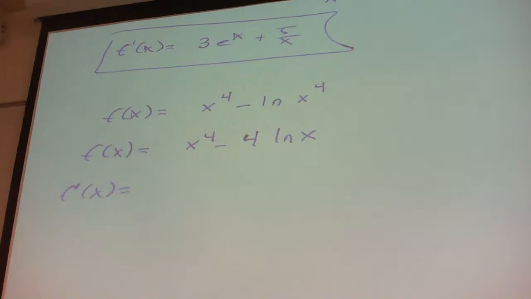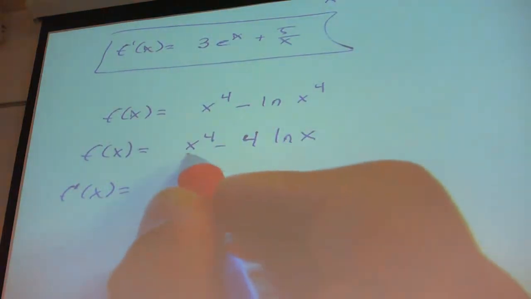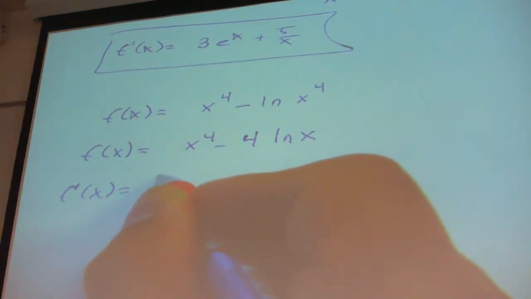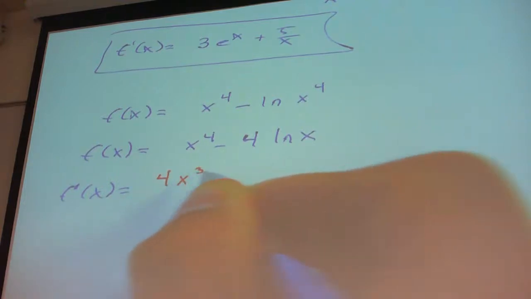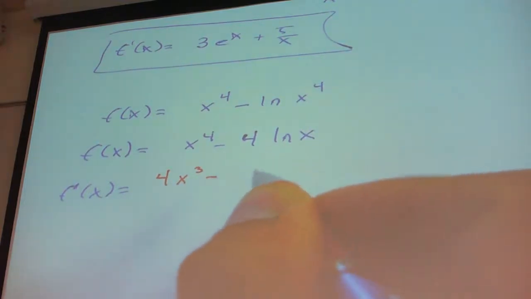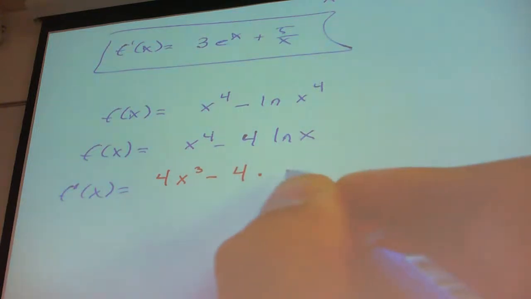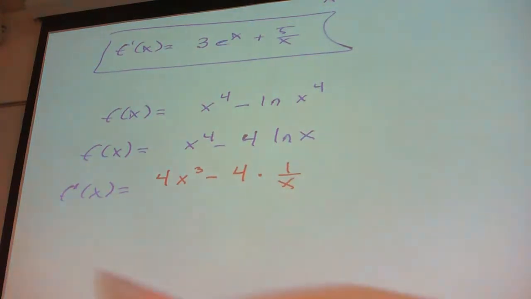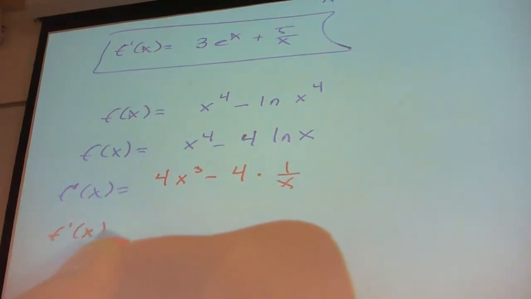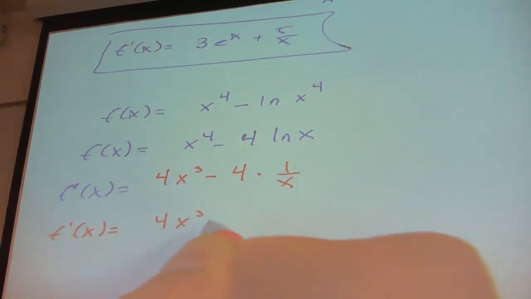Okay, so what's the derivative of x to the 4? 4x to the third. Minus, what happens to the number in front? Stays in front. What's the derivative of ln of x? So I would write the final answer as 4x to the third minus 4 over x.